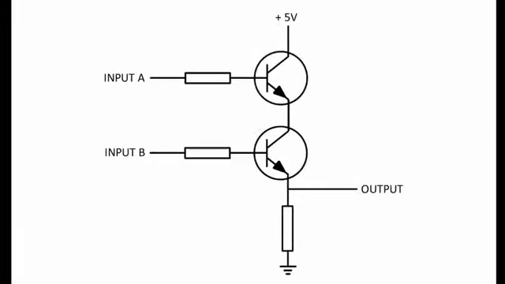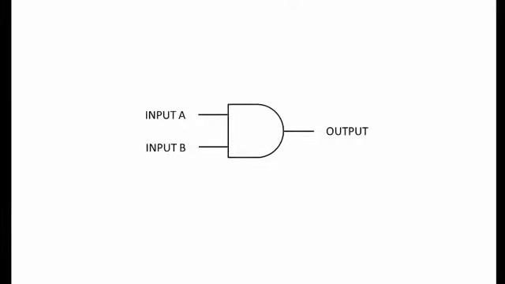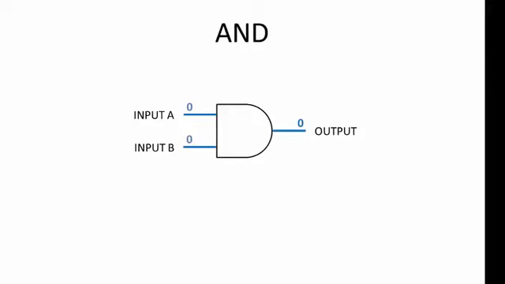If we combine 2 transistors and 3 resistors like this, we produce another special circuit. This has its own symbol as well, and it's called an AND gate. This time, if we apply no voltage at input A and no voltage at input B, then we have no voltage at the output. In other words, if two zeros go in, 0 comes out.